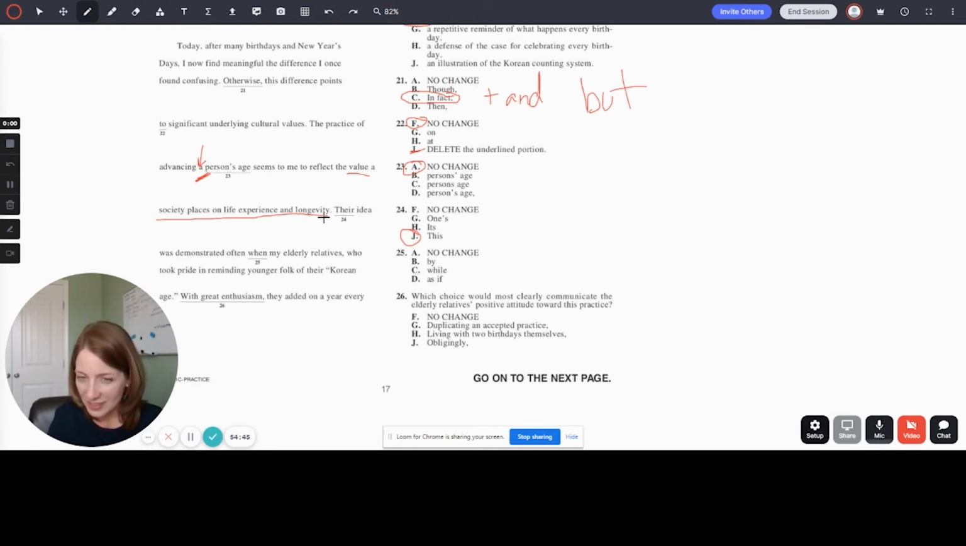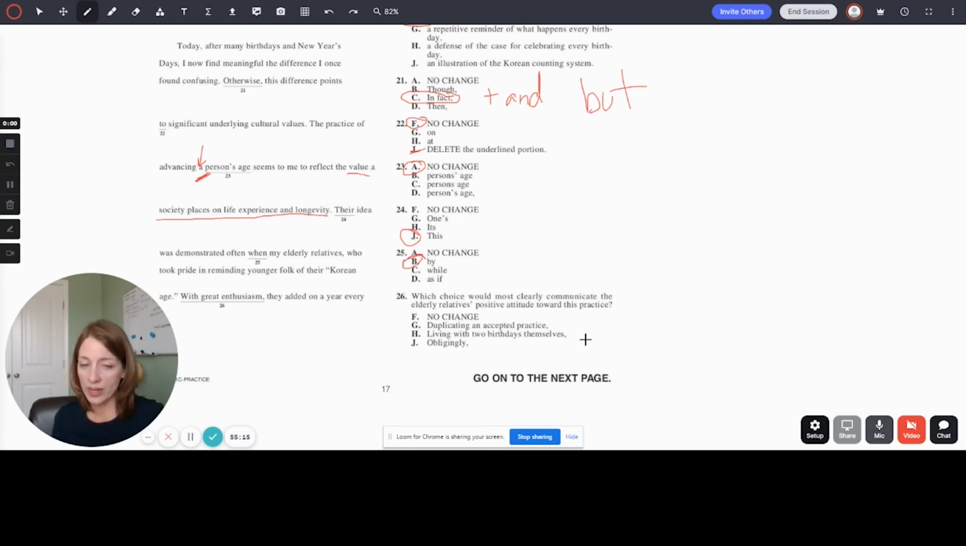Okay, let's move on to 25. This idea was demonstrated often when my elderly relatives who took pride in reminding younger folks of their Korean age. This idea was demonstrated often by my elderly relatives. I'm going with by. This is a word choice.